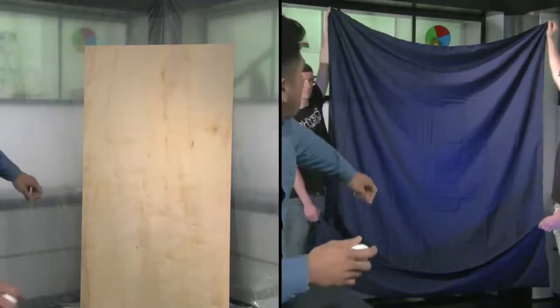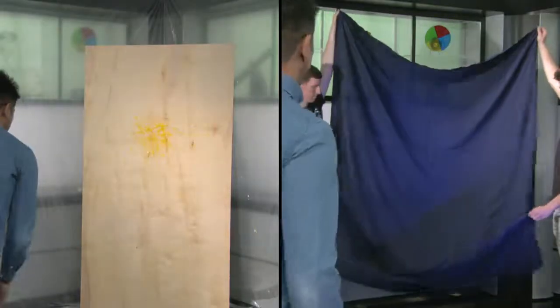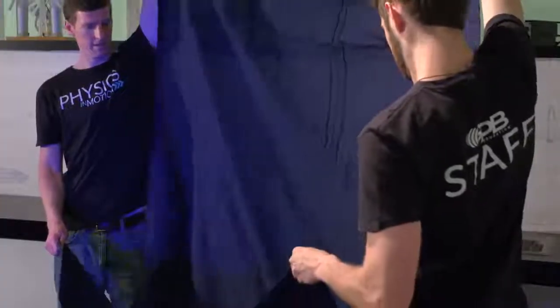The egg experiences the same impulse in both cases, but the stopping time when it hits the sheet is much larger than when it hits the wall. By increasing the stopping time, the force required to stop the egg is decreased. Let's look at how athletes use momentum and impulse through an activity called parkour.